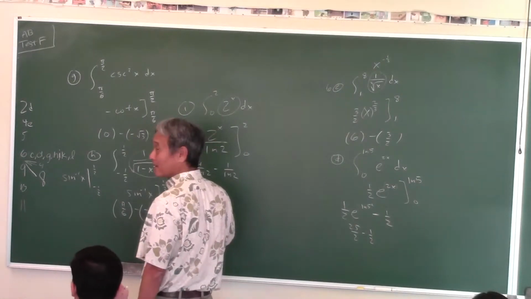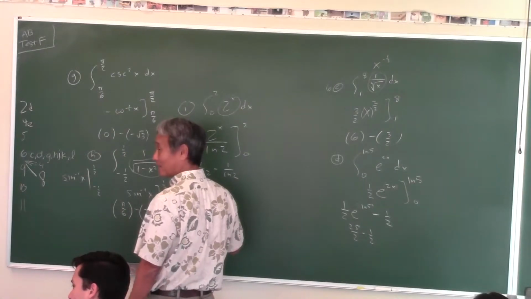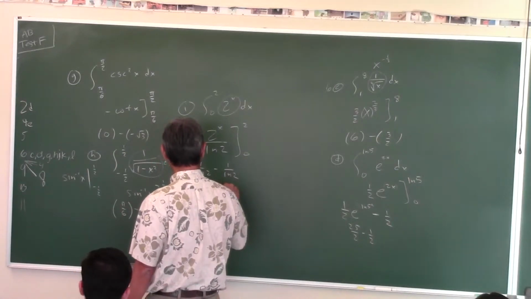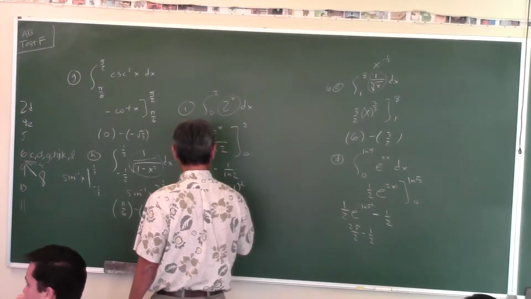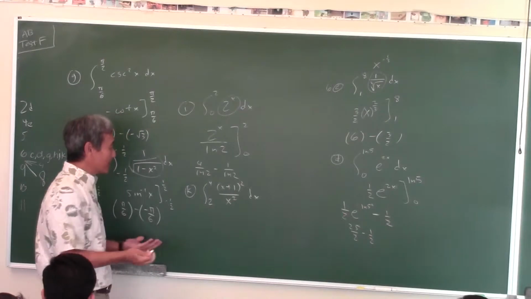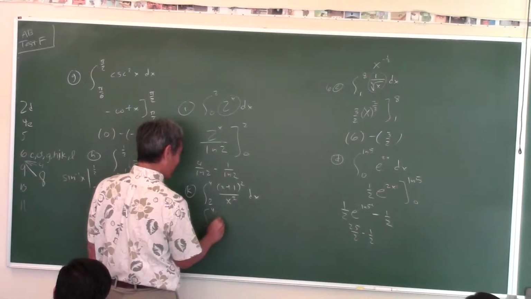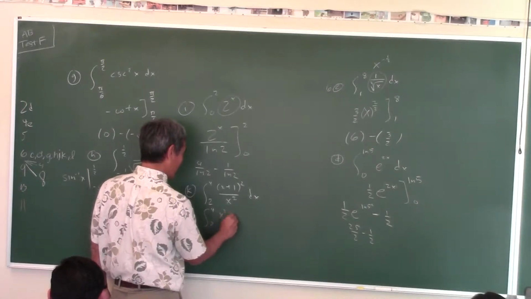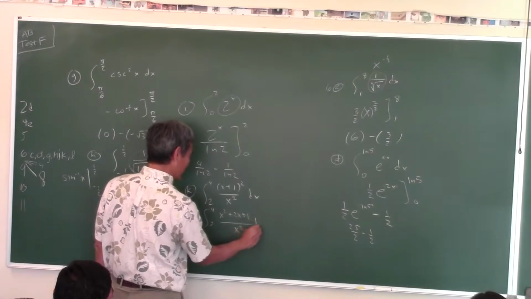K. Okay, now I'll tell you, this problem is on there. We did it on the homework. I just kicked it up a notch here. Okay, so the first thing, there's really nothing you can do right now, so you have to multiply out the top. So what happens if I multiply out the top? You get x squared plus 2x plus 1 all over x squared dx.